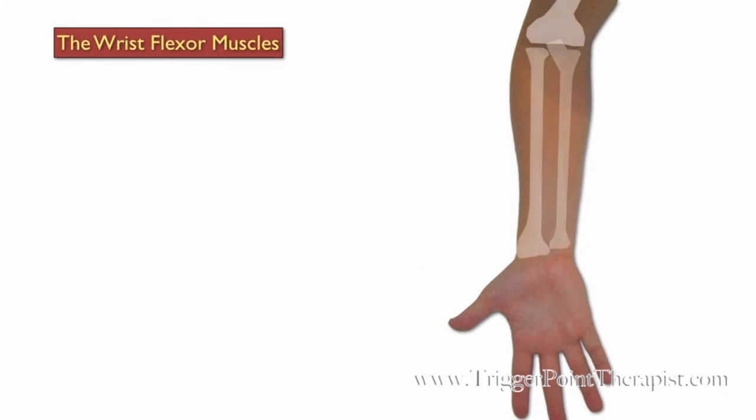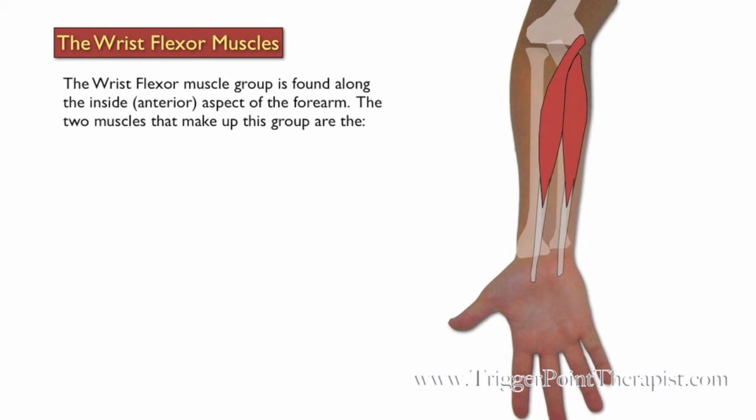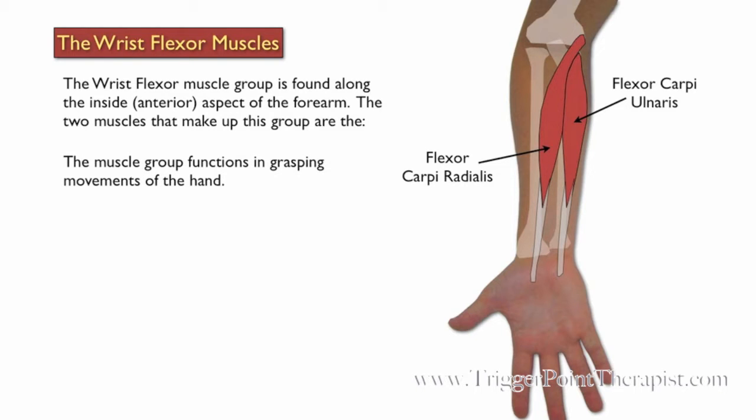Wrist flexor muscles. The wrist flexor muscle group is found along the inside, or anterior aspect, of the forearm. The two muscles that make up this group are the flexor carpi radialis and the flexor carpi ulnaris. This muscle group functions in grasping movements of the hand.